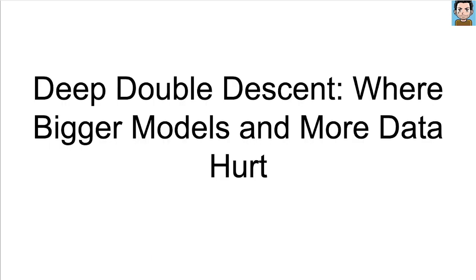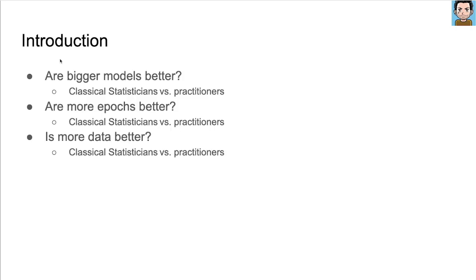Now that I have presented the two key ideas in the paper, I shall present all the rest of the experiments and details. First, the paper lists the assumptions made by classical ML statisticians and practitioners. In terms of model, classical statisticians prefer smaller models to avoid overfitting, while practitioners prefer bigger models because they generalize better. In terms of the number of epochs, in classical ML, we prefer fewer epochs, for example, early stopping to avoid overfitting, while practitioners train their models till zero training loss because these generalize better. In terms of data, both classical statisticians and practitioners prefer more data.